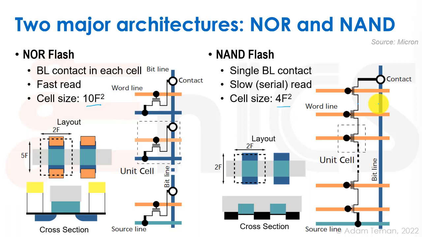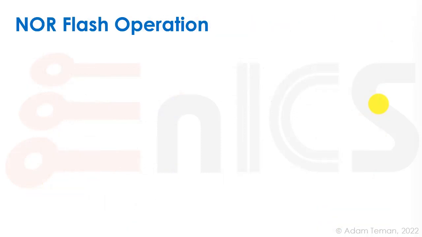NOR flash, on the other hand, is used in things like boot ROMs and so forth, where they're really read-only memories. We only flash them, we only program them once in a while, because programming takes a long time for NOR flash, much longer than for NAND flash, but we don't usually need as much density, and we'd rather supply it with faster reads. So let's look a bit at the operation of these guys.